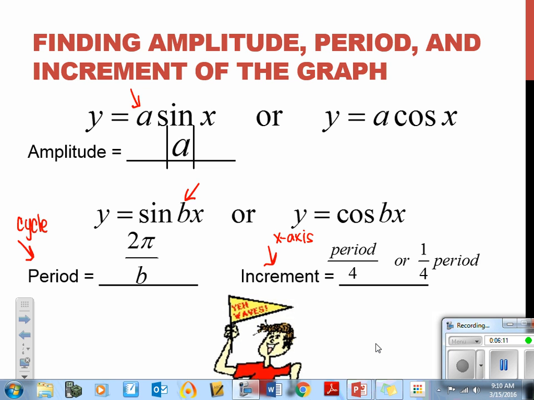All right, so here we go. We're going to graph 2 of these graphs. Make sure that you write these down in your notebook so that we have a couple of examples.